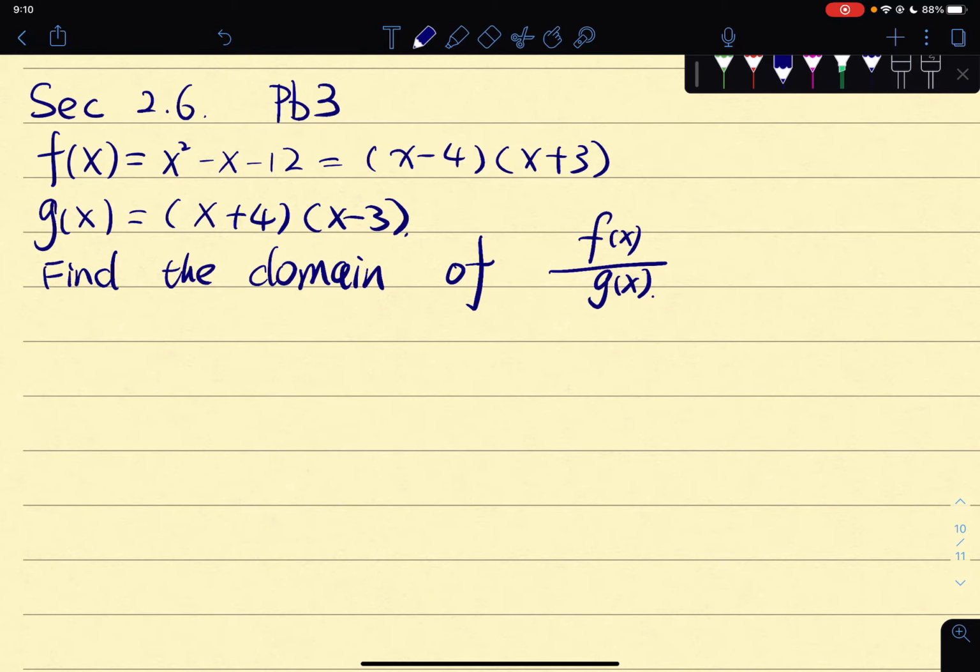Let's discuss this problem from homework. It's problem number 3, and I modified it slightly, but it may not look like your version anyway. Sorry, I meant to have +3 here. So essentially, we want to find the domain of the function f of x divided by g of x.